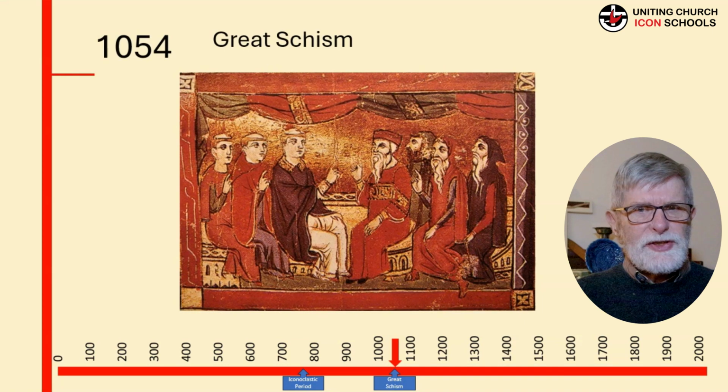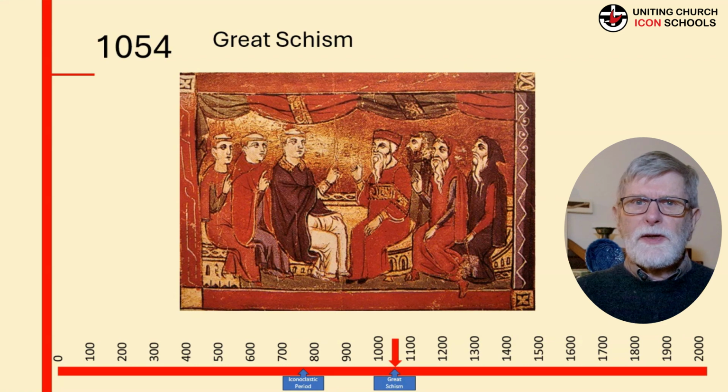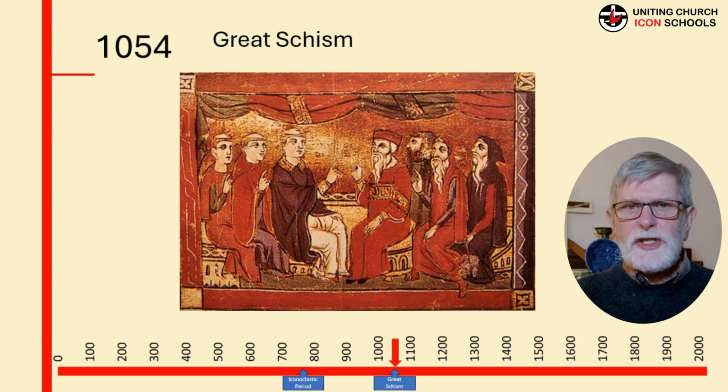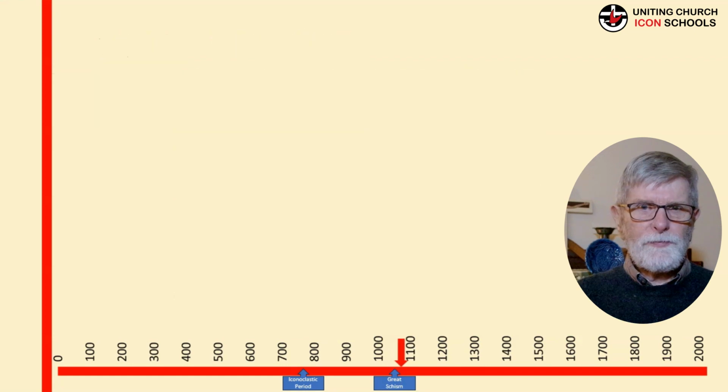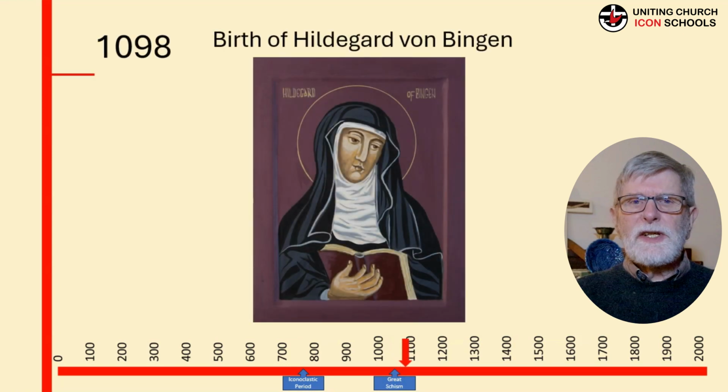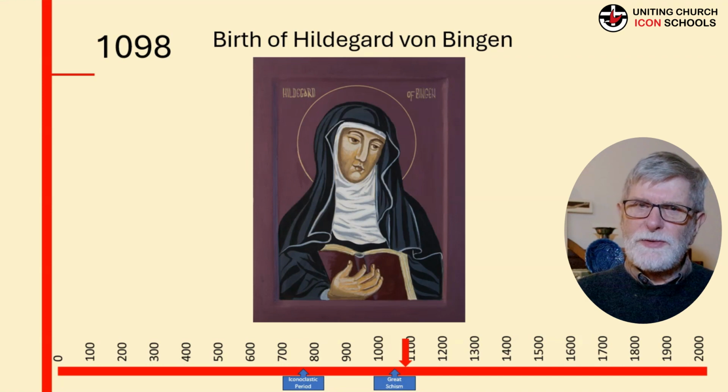The next pivotal date is the great schism between the Eastern and Western churches. From this time on, a distinction is required for identifying saints as belonging to the East or the West. A saint currently revered is Hildegard von Bingen. She is more remembered today through recordings of her music and not in icons.